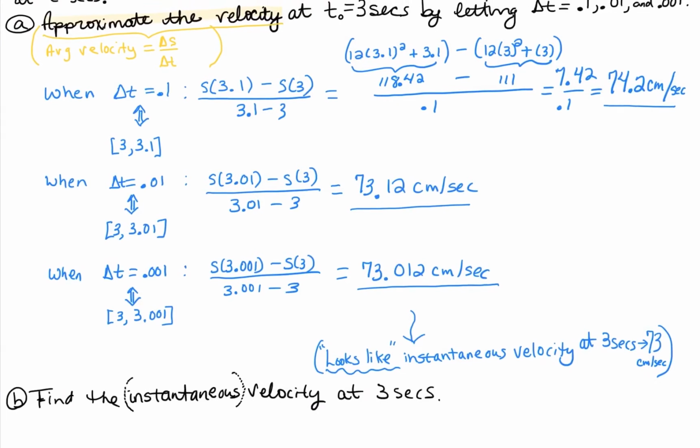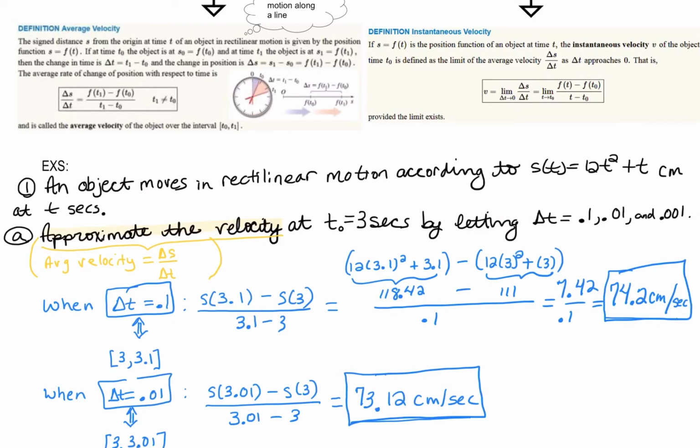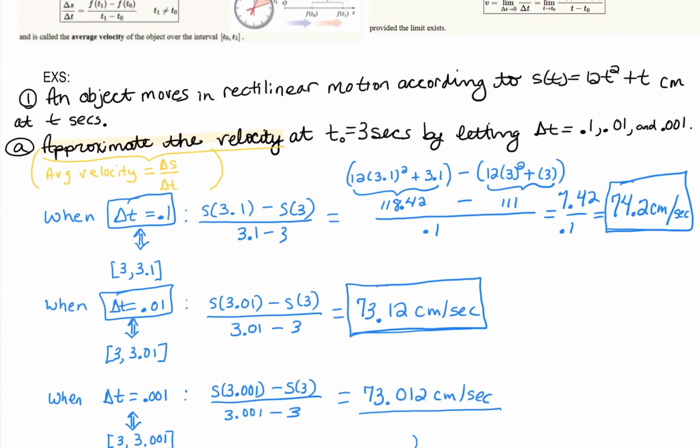All right, so instantaneous velocity, let's go up and take a look at my boxes here. That's the second box on the right. So what are we doing? Instead of just looking at these intervals getting smaller and smaller and observing the numerical values, which is what we were doing, taking 74.2 when the change in t was 1/10, and then going to 73.12 when the change in t was 100th, and then we ended at 73.012 when the change in t was 1,000th.